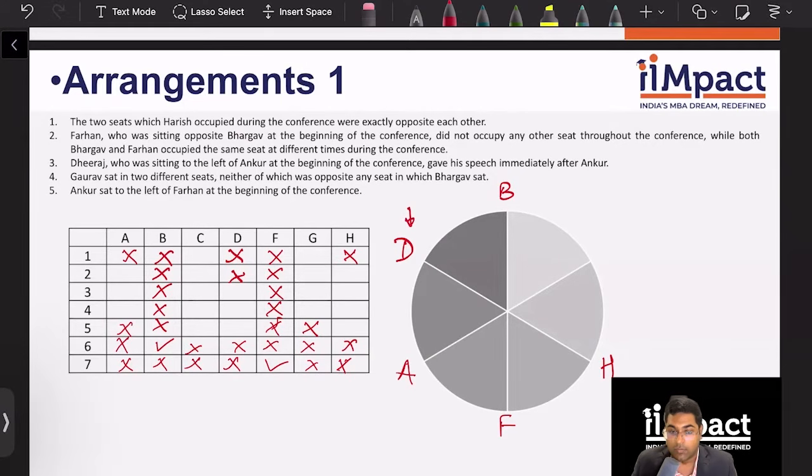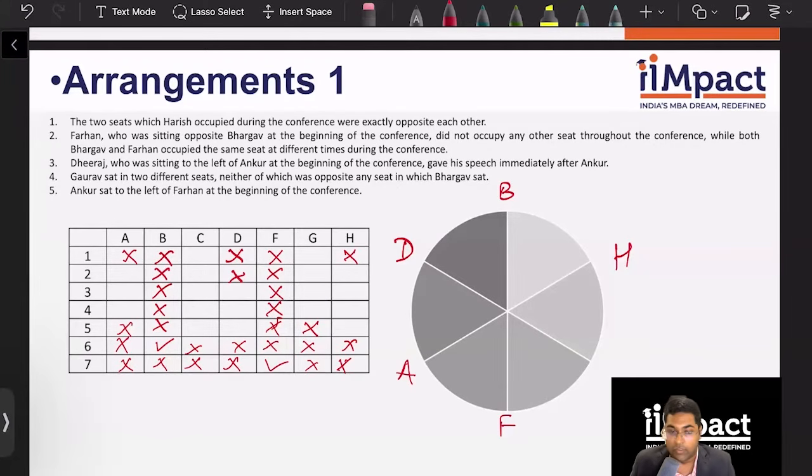And that is not possible because we've been told Ankur is just before Dheeraj. So therefore, I know that Harish cannot sit here. Harish has to sit over here. Yes. And that also tells me that Harish is just before A. Correct?